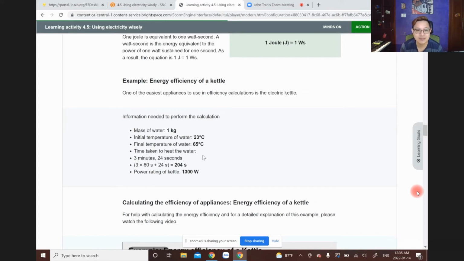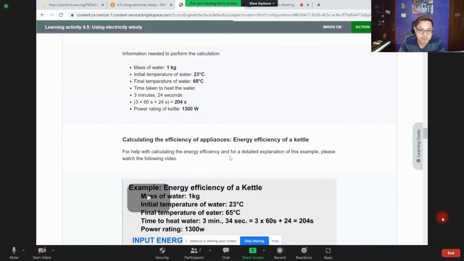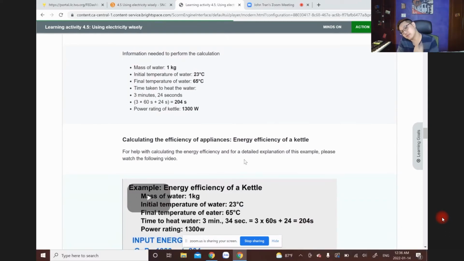Normally, it takes me about 5 minutes to heat it up to 100 degrees and boiling, to make tea. Oh, 1 kilogram of water is like 1 liter. Water is special. 1 kilogram of water is actually exactly 1 liter of water. That's for water only, okay? Energy efficiency in the kettle. But I think in the kettle, a lot of heat is produced, but a lot of heat escapes to the environment too. Okay, let's try in detail, calculating efficiency of appliances, energy efficiency of a kettle. Watch the following video.